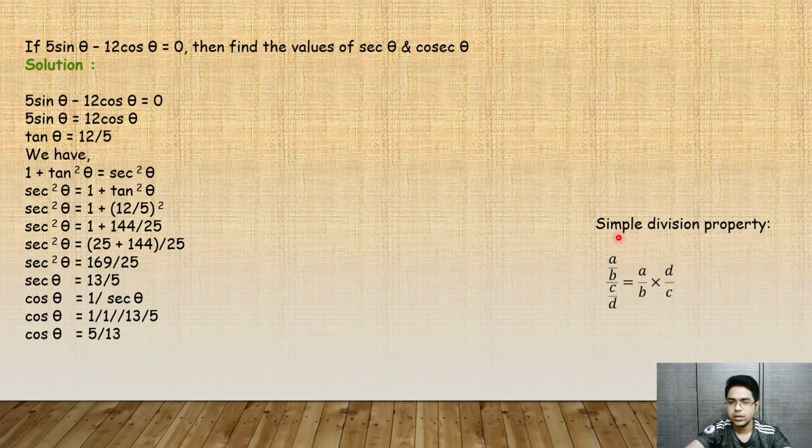See here, a simple division property: a divided by b divided by c divided by d. When this condition appears, we will be getting the value a divided by b into d divided by c. This last term will get multiplied with the first term, and the second and third terms will be getting multiplied. So we are getting the same here: 13 is getting multiplied by this one, and 5 is getting multiplied by the first one. So moving to the next slide.